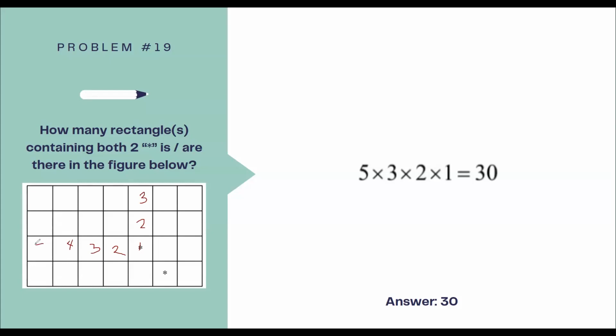Then for the other dot, we have 1, then 2. You just simply multiply all the outermost. So we have 1 times 2 times 3, then times 5. That's why we have this one. So the answer is 30.